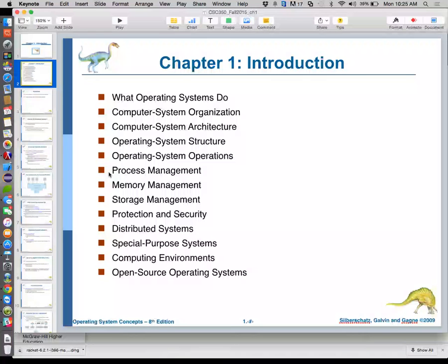Less so on storage management, but we will talk about file systems some and how those have evolved. And you've heard of things like journaling file systems and encrypted file systems, things like that. We'll talk about some of those.